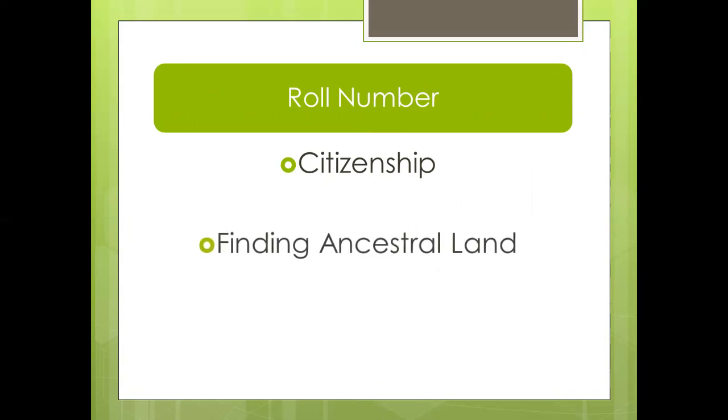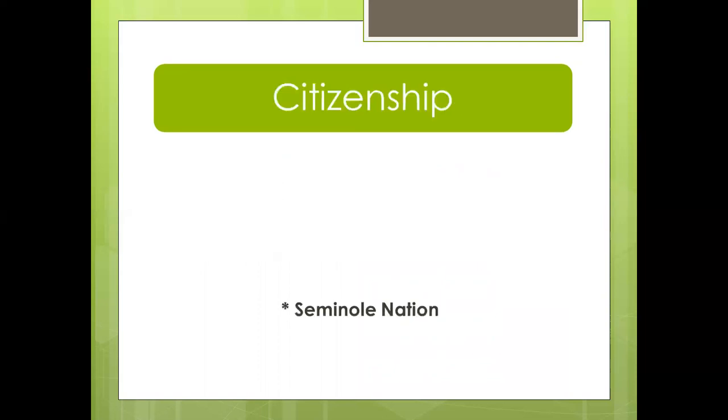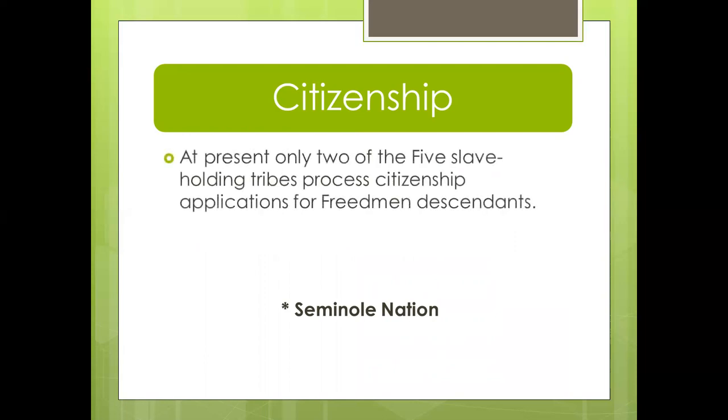It is also useful for those descendants who want to find out, where was my ancestors' land allotted? The roll number is critical because the roll number will give you that information. But when it comes to citizenship, all 5 tribes use the Dawes roll as their base roll. However, only 2 of the 5 tribes will process applications for citizenship for the descendants of freedmen.